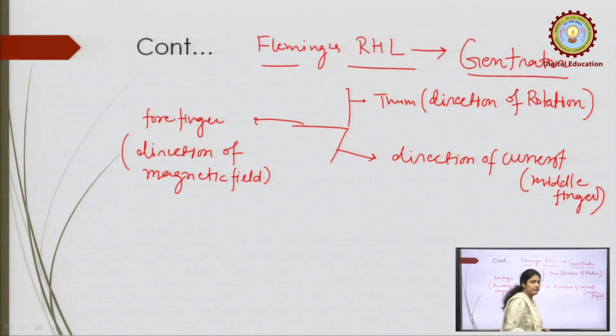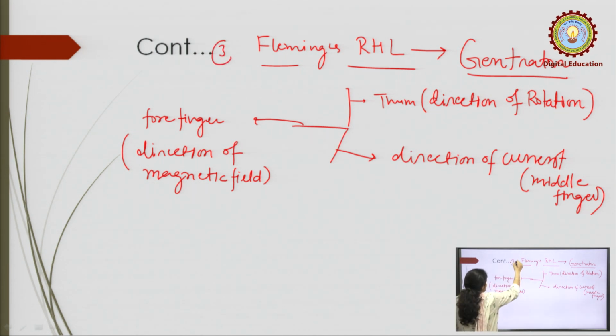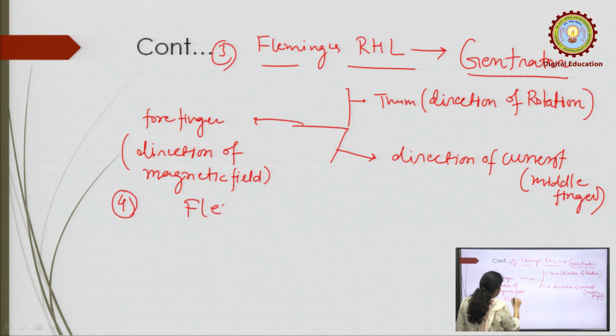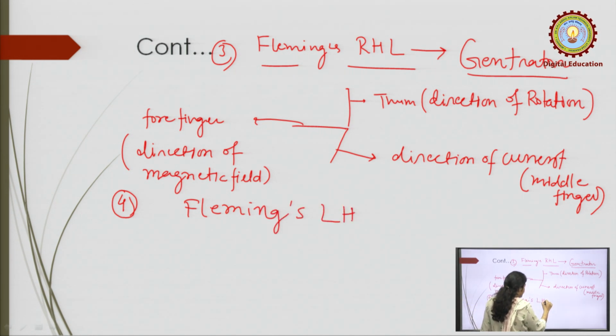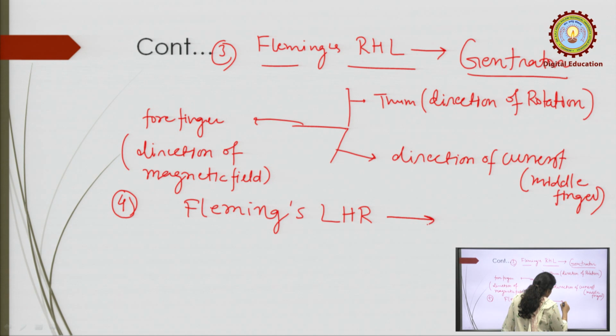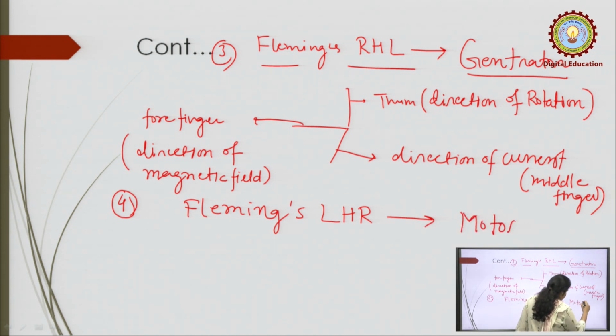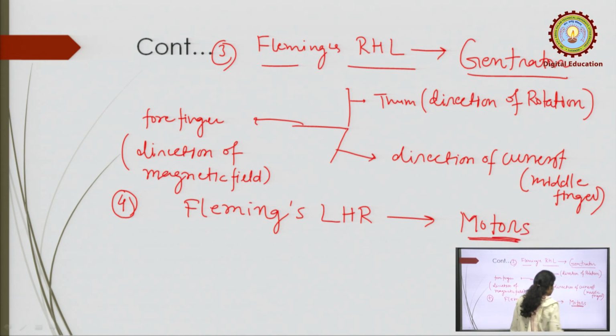So, this is how you will find the direction of the current in the generator. This is the third rule, and this is the fourth, that is Fleming's left hand rule. This is applied on the motors only. So, this is the left hand rule.